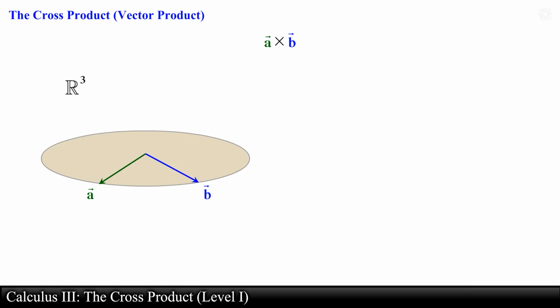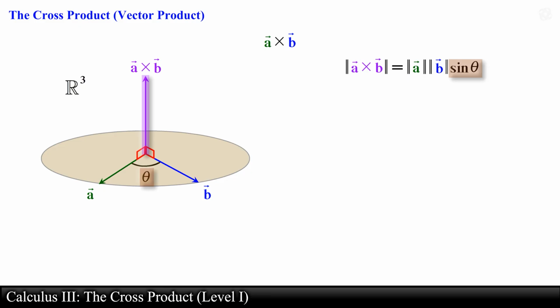With both vectors aligned at a common point, vector A and vector B will lie in a common plane. Remember, the cross product is defined for vectors in R cubed, so we are dealing with three-dimensional vectors at all times. We define the cross product to be a vector with a direction perpendicular or normal to this plane, which in turn is also perpendicular to both vector A and vector B. The magnitude of this third vector is equal to the product of the magnitudes of vector A and vector B times the sine of the angle theta between vector A and vector B.